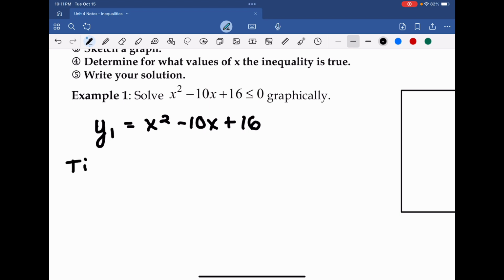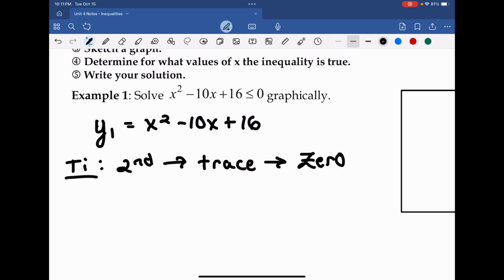So let's write out our TI instructions. In the TI calculator, you're going to go second, you're going to then go trace, and then you're going to go 0. If you do second trace 0, you'll do your left and right bounds, and you'll be able to find these x-intercepts. For the Casio, what we want to do is shift, G-solve.